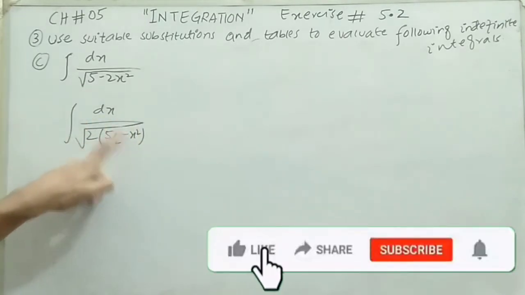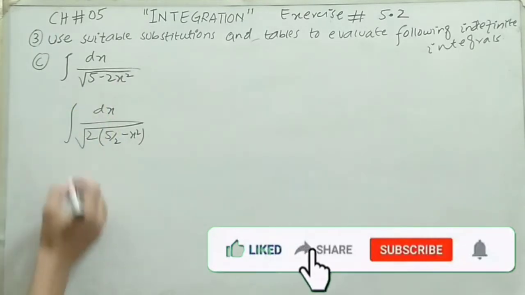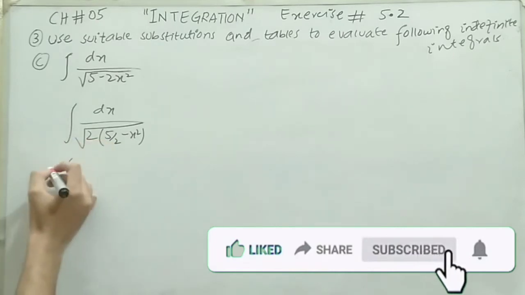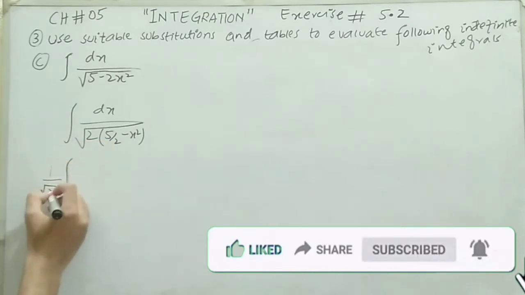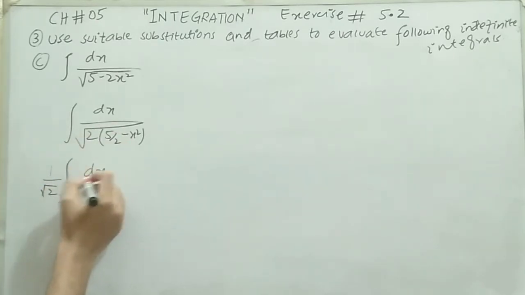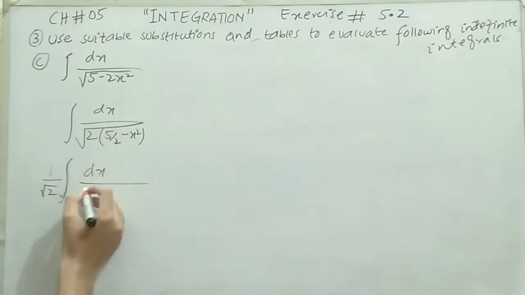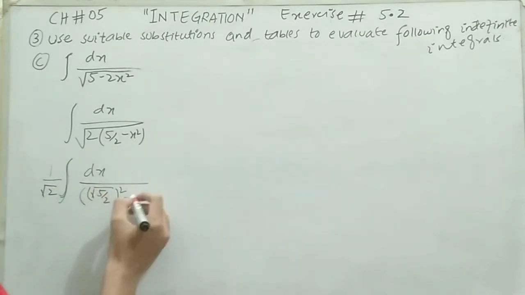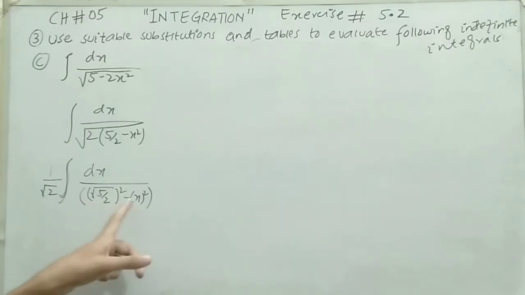Multiplying by 2 on x square gives us minus 2x square again. After this, we will take out this square root of 2 common, so it becomes 1 over root 2, and in the numerator we are left with dx divided by. We can write pi divided by 2 as the square of root of pi by 2, and x square can be written as minus x square. So here it becomes just like a square minus x square.